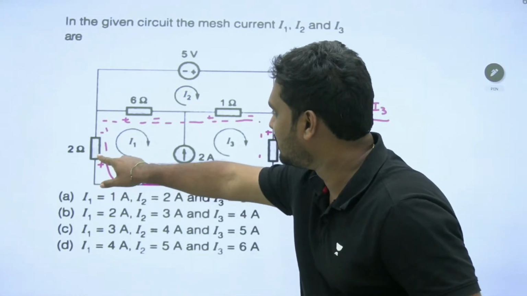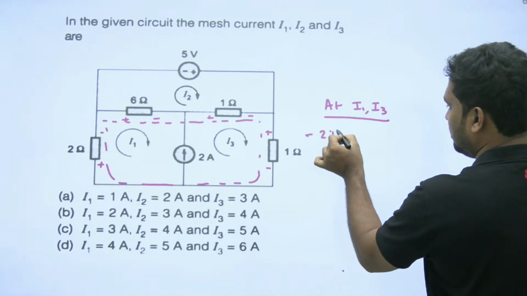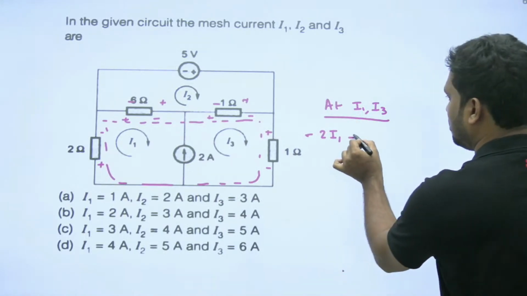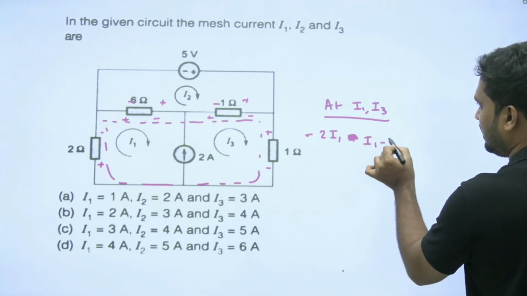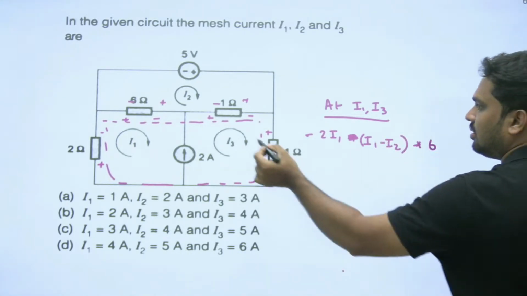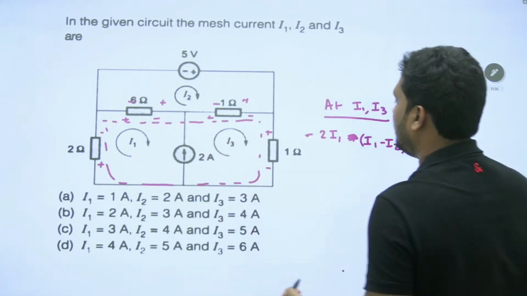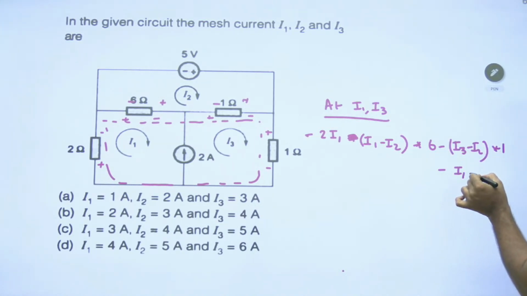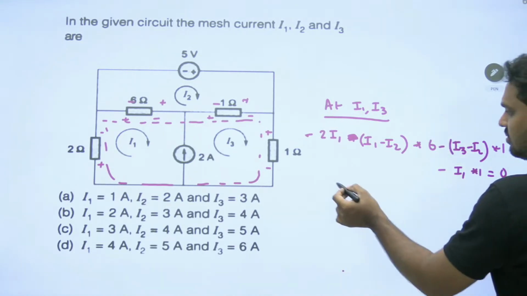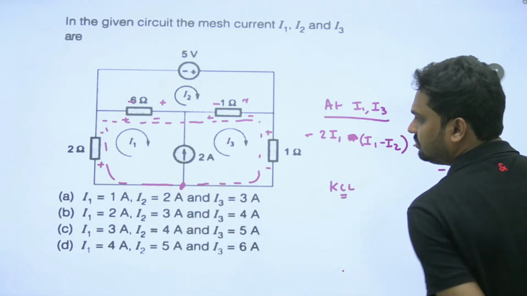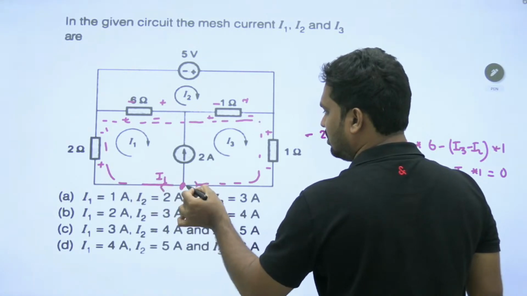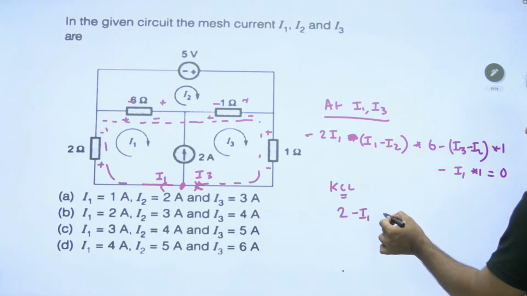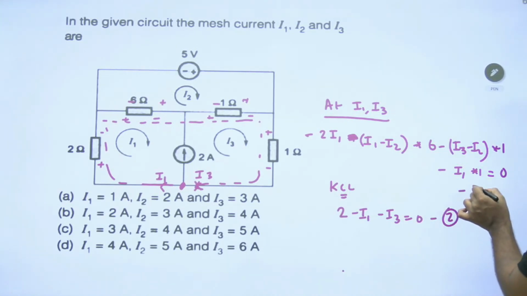I am sorry. So here you start positive to negative: minus 2I1. Here two currents are flowing now, this is I2, this is I1. So positive to negative, minus I1 minus I2 into 6. Here two currents are flowing: minus I3 minus I2 into 1 minus I2 into 1 equal to 0. This is the one equation. By KCL here, this is I1, this is I3, so 2 plus I1 minus I3 equal to 0. Second equation, first equation.